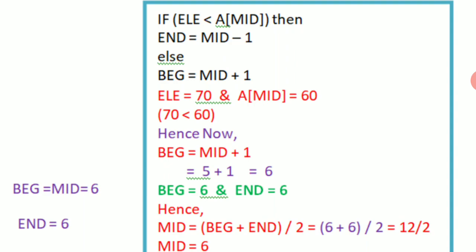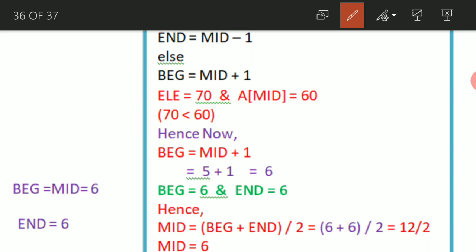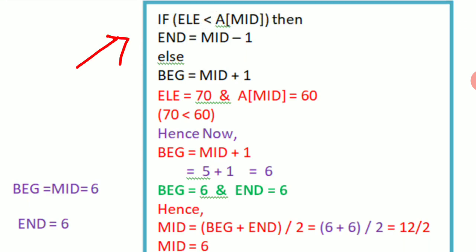What is mid value now? 5. Yes. What is the previous mid value? 5. Okay. Now what element are you searching? It is 70. Now the question is, 70 is less than A of 5.